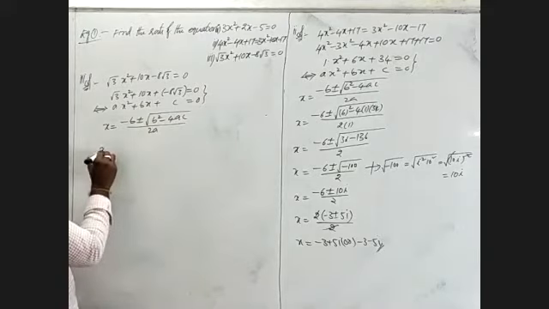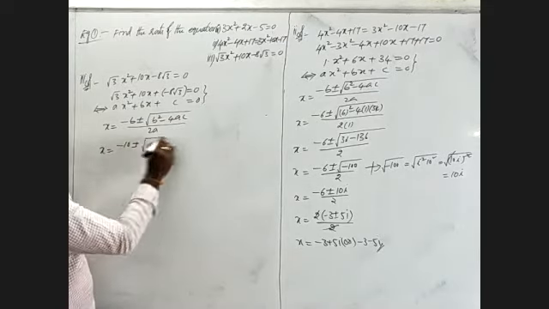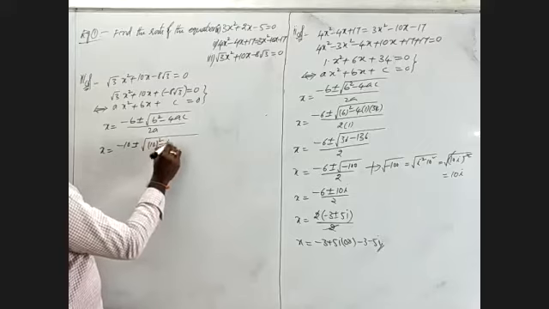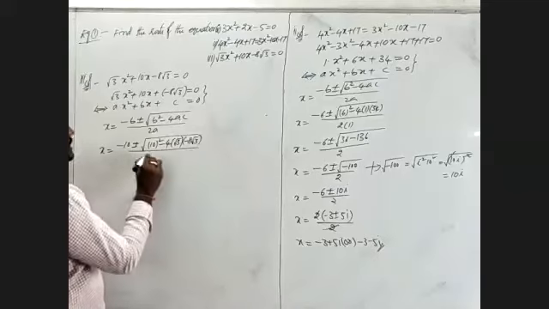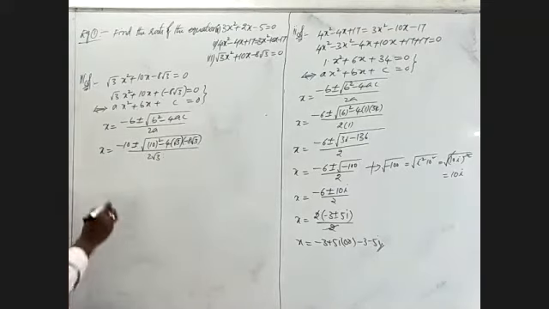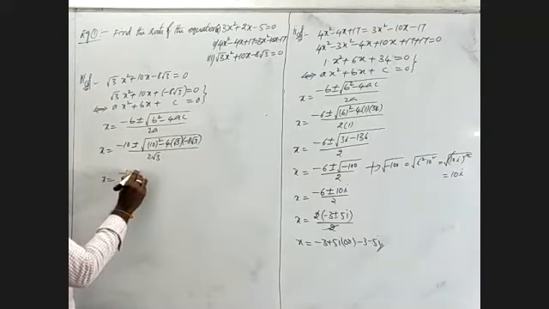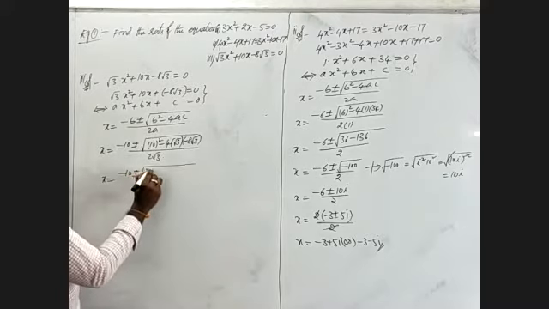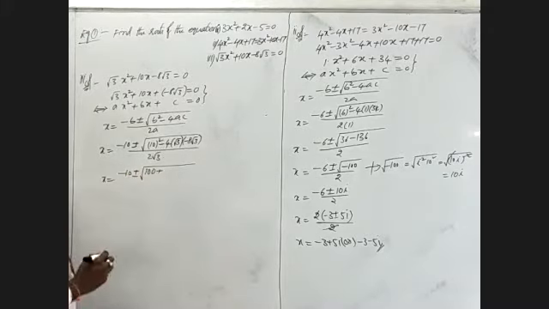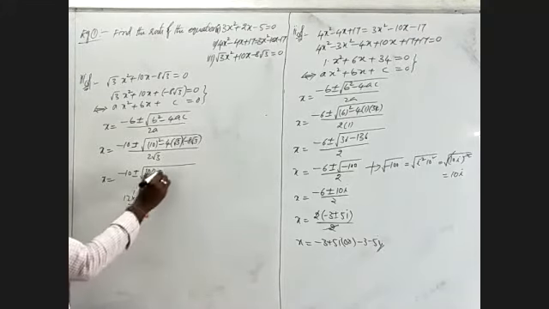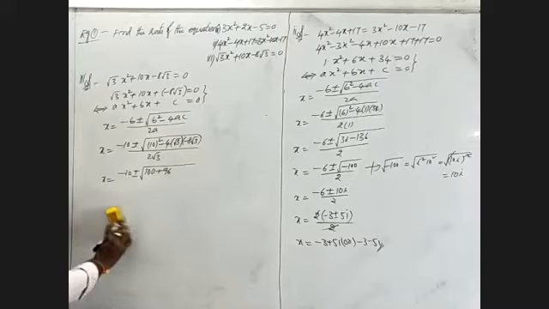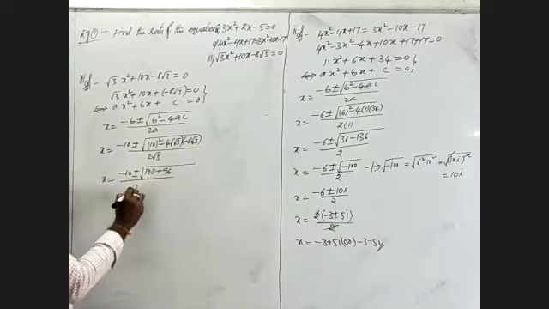That I will write x = (-10 ± √(10² - 4 × √3 × (-8√3))) / (2√3). The denominator is 2√3. That is the value x = (-10 ± √(100 + ...)) / (2√3). Minus into minus will become plus. You will observe here the value is 4. 4 × 3 is 12, 12 × 8 is 96, so I will write 96, by the denominator 2√3.